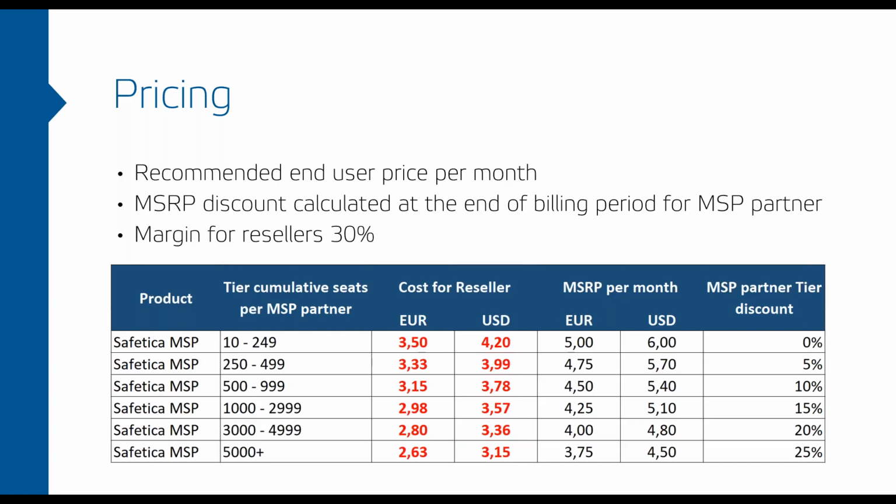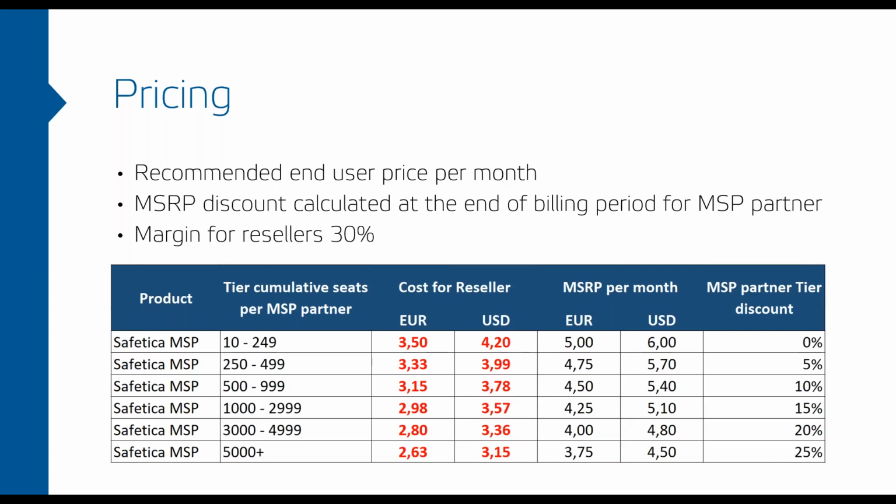Every reseller that's going to participate should have a margin of up to 30%, meaning the red numbers which you see as cost for reseller, that's essentially your cost in the different tier discounts. Now, the black numbers are the MSRP, which means it's a recommendation from our side. So let me tell you an example.